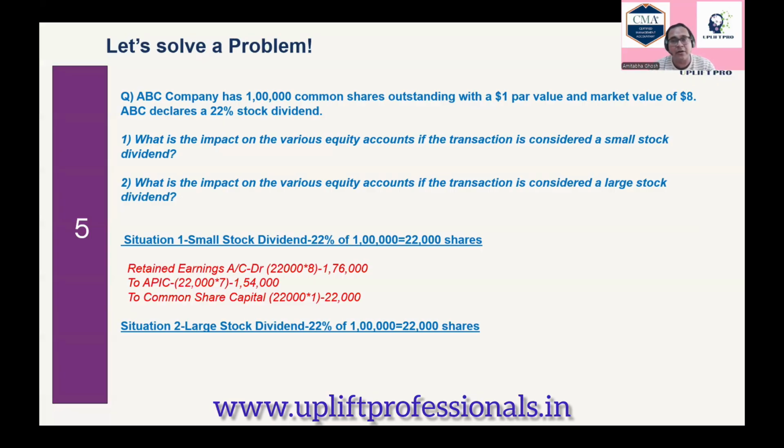Coming to the large stock dividend, here again, the number of shares is 22% of 1 lakh, that is 22,000. And we are trying to show the journal entries, and we have learned that here the concept of fair value does not come into the picture, and we are just considering the par value. So retained earnings is debited with 22,000 shares into $1 and common share capital is credited 22,000 into $1. So that's how the journal entry is going to happen.